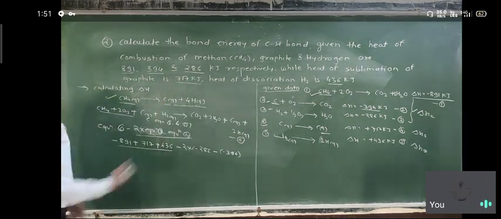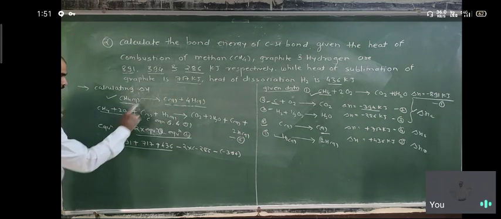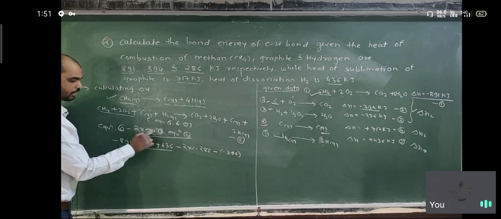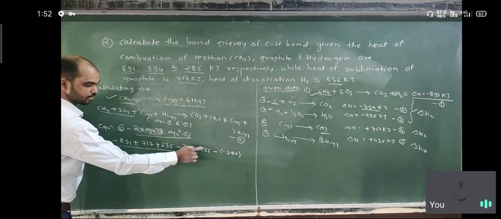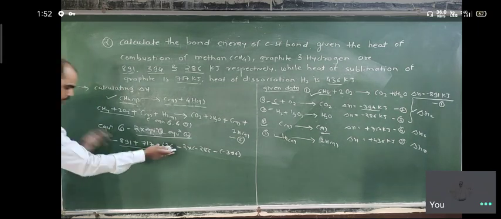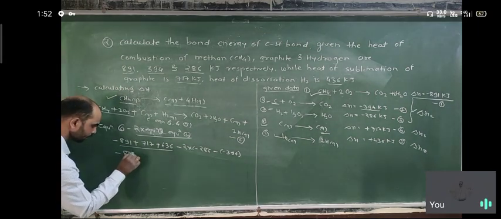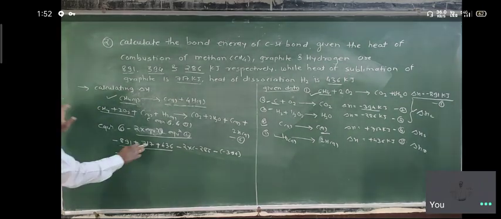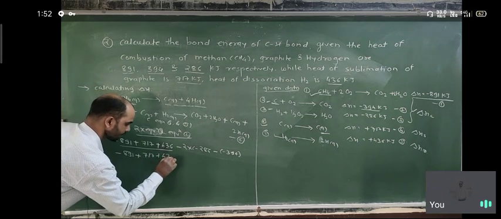That's why we multiply, because this value is only for one H2, but in the given reaction there are 4 hydrogens. That's why we consider 2 into equation number 3 minus equation number 5. First of all, we solve it. Minus 891 plus 717 plus 436.